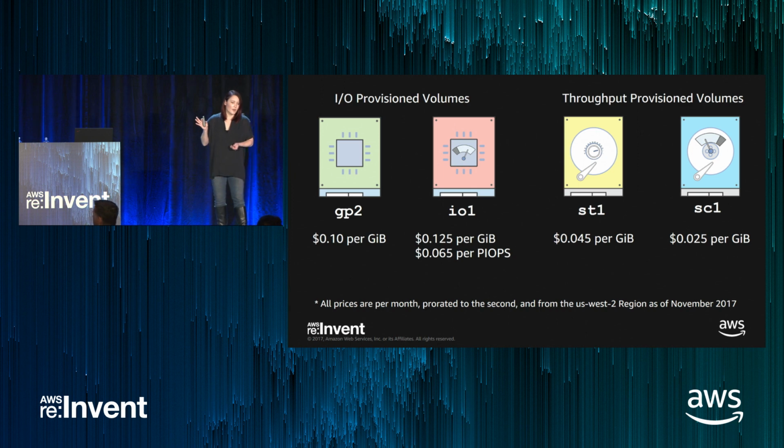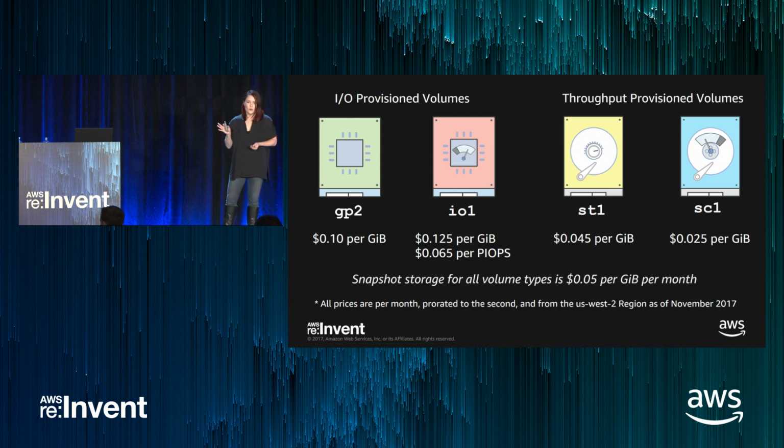Here's the whole lineup. We charge in per gigabyte month, which is now prorated down to the second. The only volume that has an additional charge here is IO1, which has the per provisioned IOPS charge on top of it. And you can snapshot anything for 5 cents per gigabyte month.